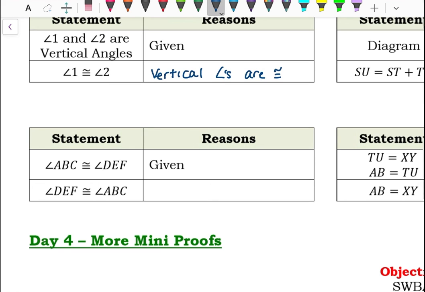Okay, we are almost done. Here we have angle ABC is congruent to angle DEF. And in the next statement, we have angle DEF is congruent to angle ABC. Now, if you remember, that is called the symmetric property. The symmetric property said if A is equal to B, then B is equal to A. It works the same both directions. If you switch it around, it's still the same thing, but it's called the symmetric property to switch it around.